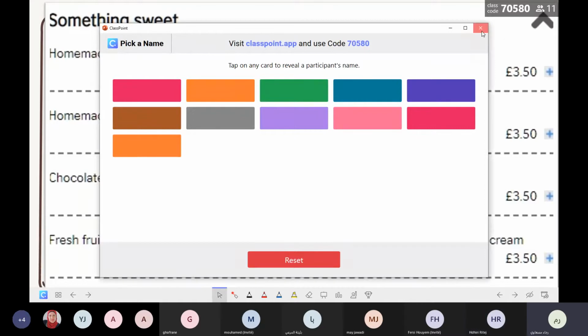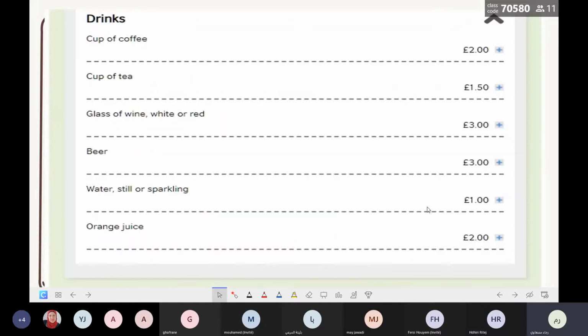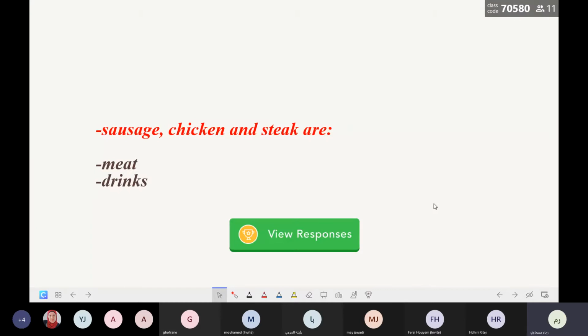Okay, so I will start here. That's enough. Okay, we still have a lot to come. So, the first question, okay, sausage, chicken, and steak. What are these? Types of meat or types of drinks?